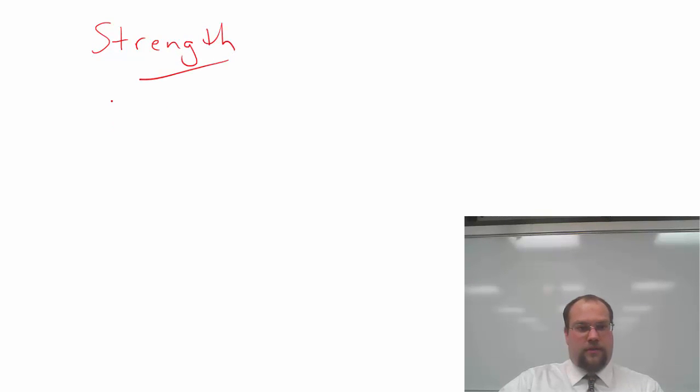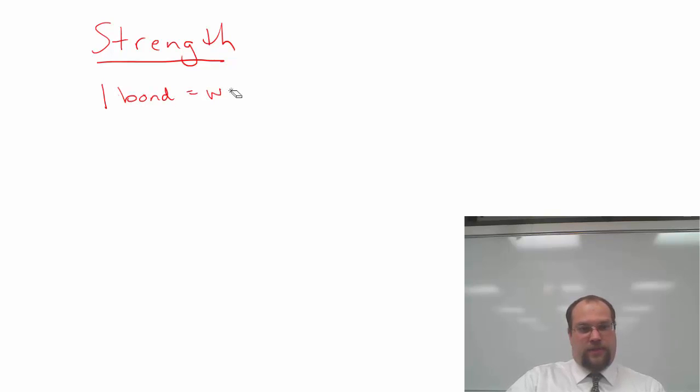Okay, so let's talk about bond strength first. In terms of bond strength, oops, that's horrible. Let me erase that and try it this way. In terms of bond strength, my weakest is a single bond. That's my weakest, which means it's the easiest to break, has the least amount of stability, and takes the least amount of energy to break.